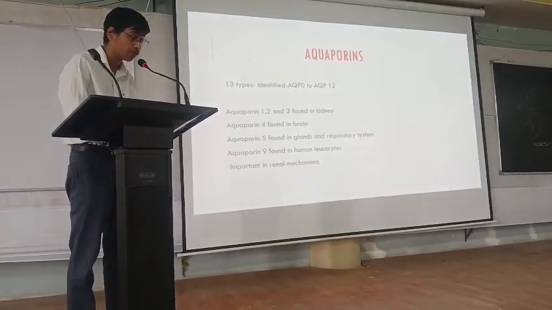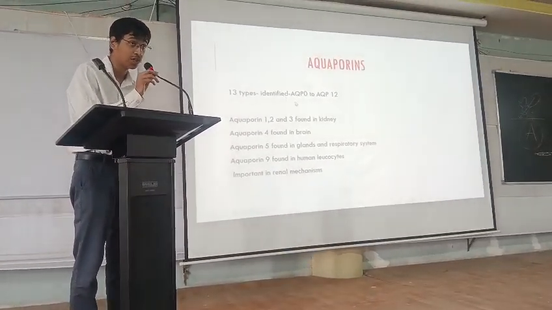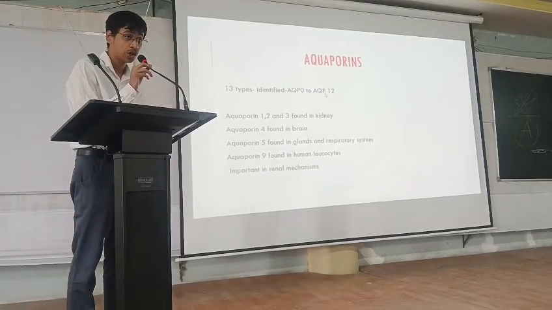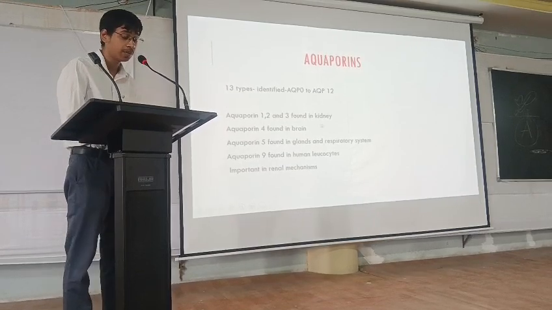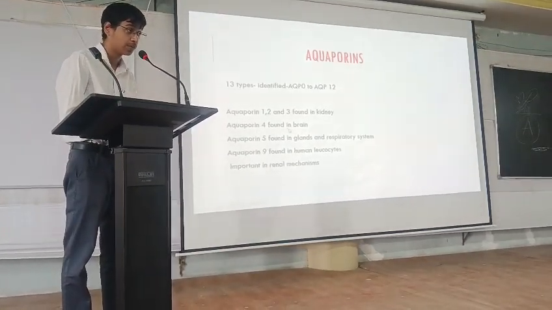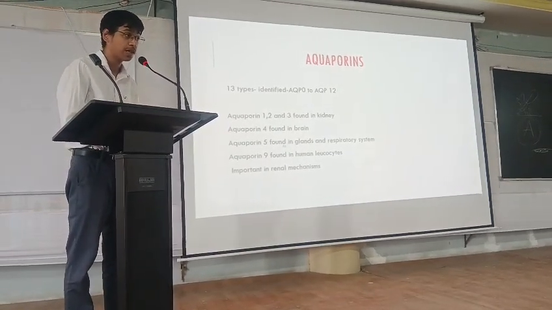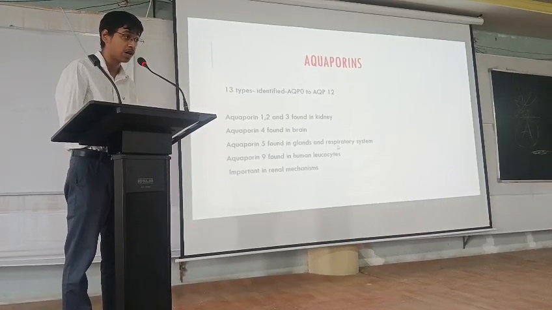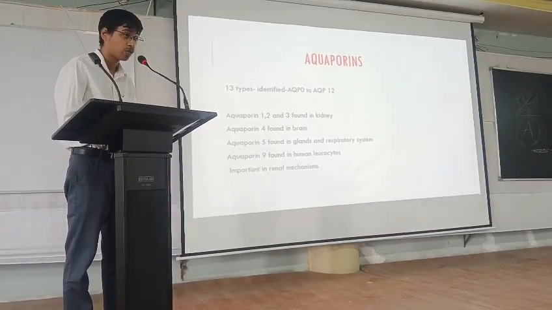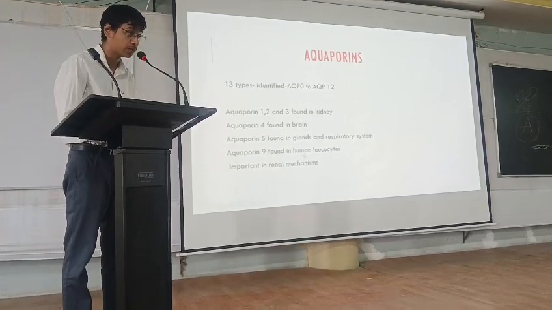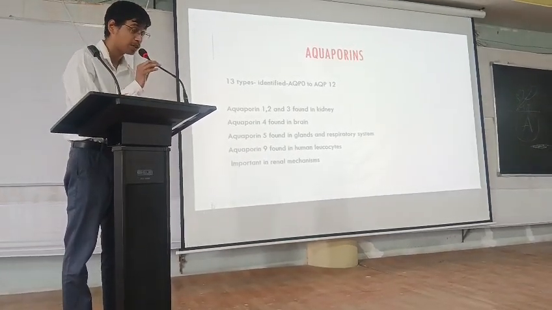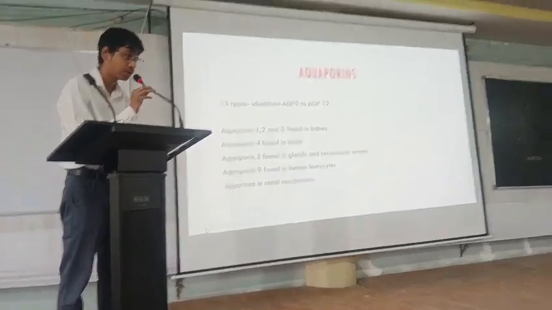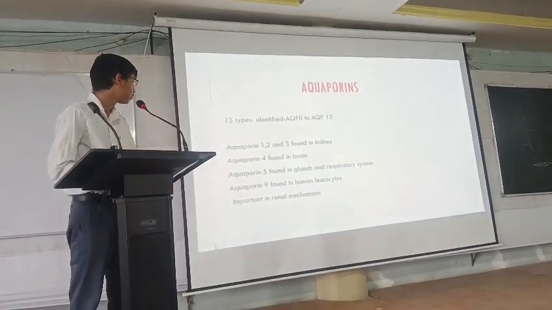There are 13 types of aquaporins, starting with AQP0 and AQP1 to AQP12. AQP1, 2 and 3 are present in the kidney. AQP4 is present in the brain. AQP5 is present in the lacrimal glands and salivary glands along with the respiratory system. AQP9 is present in the human leukocytes. And coming to the renal mechanisms, aquaporin 2 is really important in it.